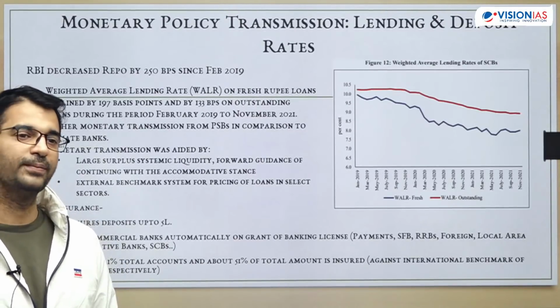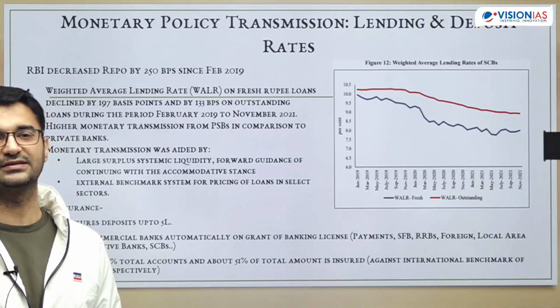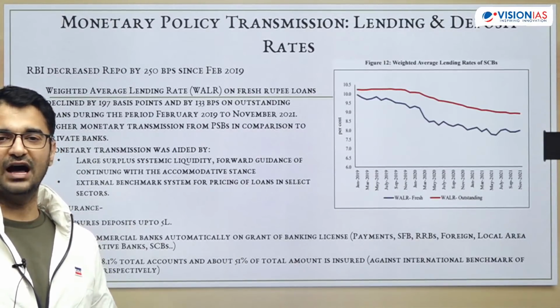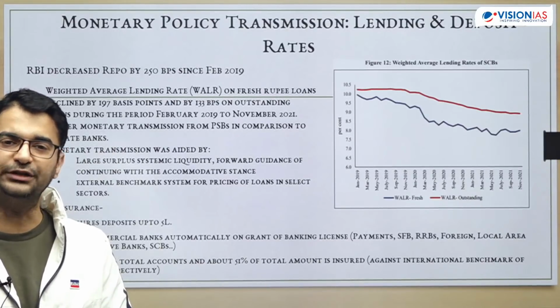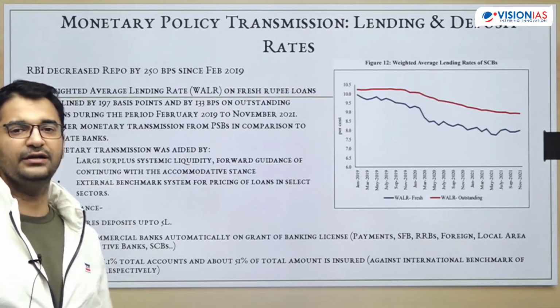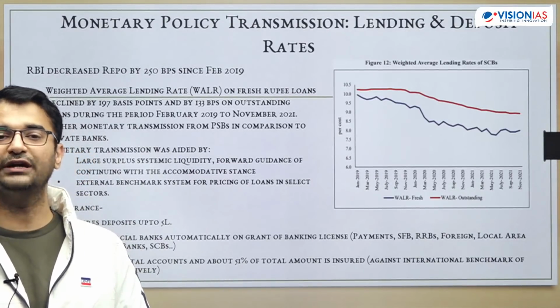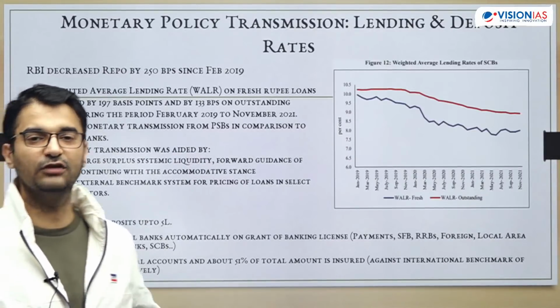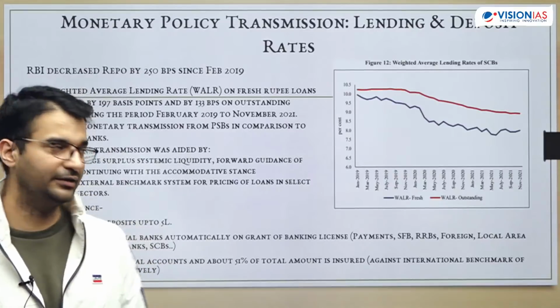Accounts versus amount, both of these are well above international standards. International standards are about 80% of bank accounts and about 20 to 30% of total amount insured. Whereas because of this amendment, in India now 98% of bank accounts and about 50% of total amount is insured. So very important box in your material, please have a look at it.